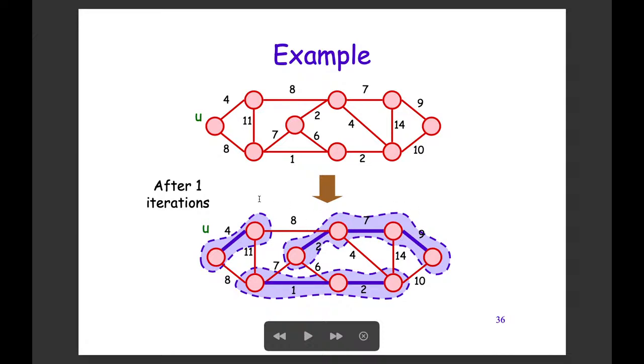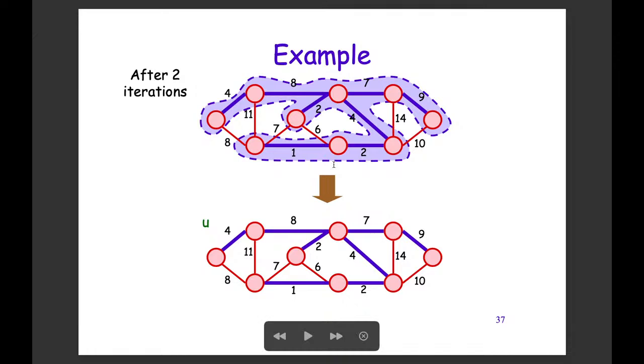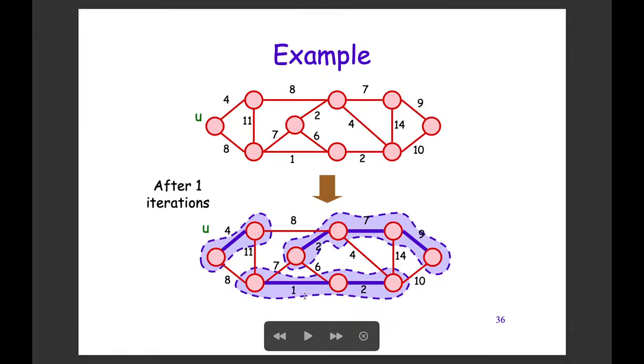So after one step, originally there are many nodes, but then after one step, we have just one node, two nodes, and 3 nodes. Is that okay? And then what we do here is, after the next step, there are just 3 nodes, 1, 2, 3.